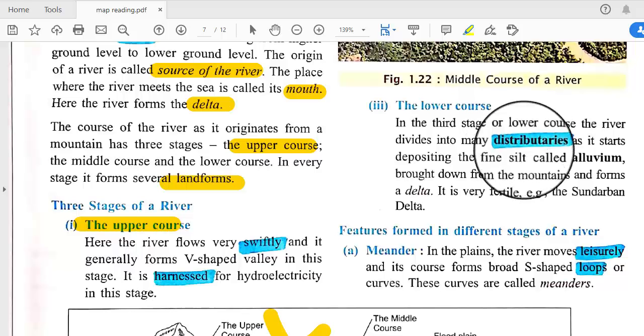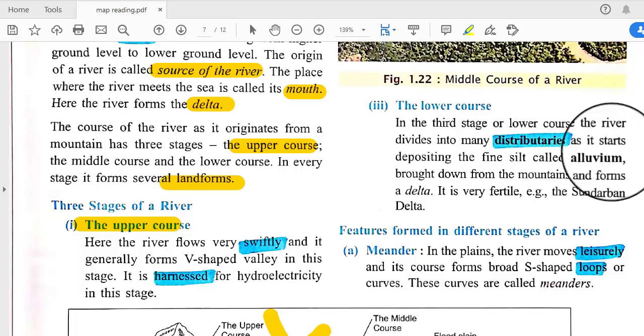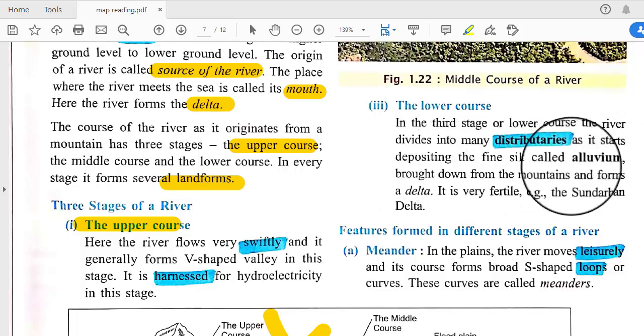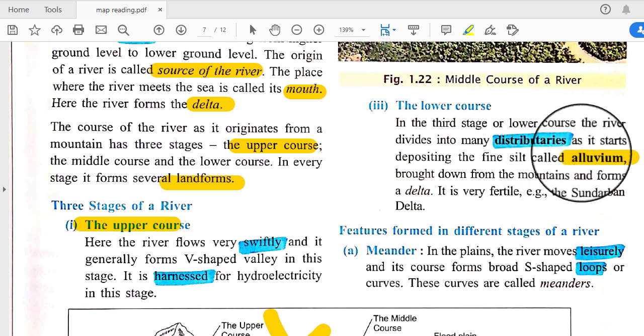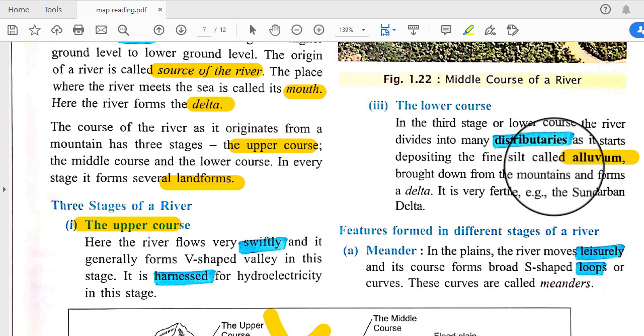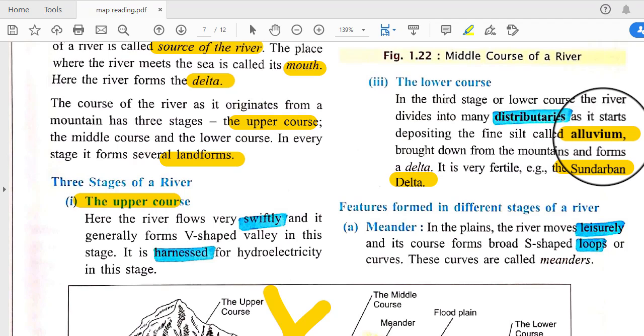Next is the lower course. In the third stage, or lower course, the river divides into many distributaries as it starts depositing the fine silt called alluvium. Basically, in this lower course the river creates some distributaries from its main stream, and it also deposits some seed-like structures, which are called alluvium, brought down from the mountains. It forms a delta, and it is very fertile in nature, like the Sundarban delta, which is also very fertile with the help of alluvial silt.